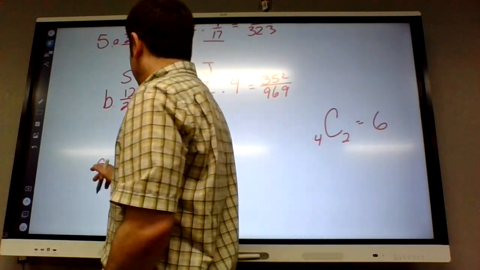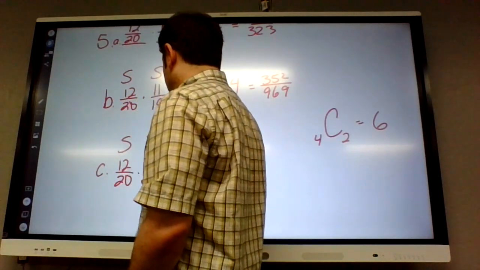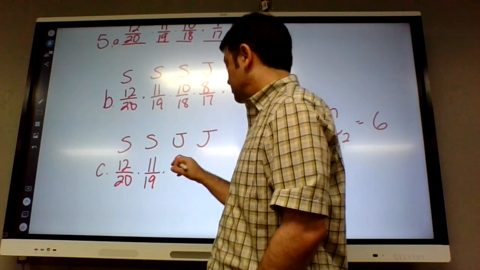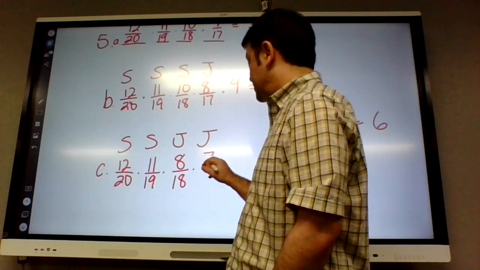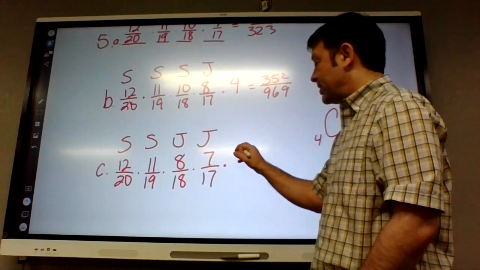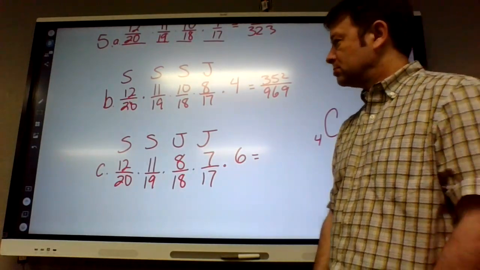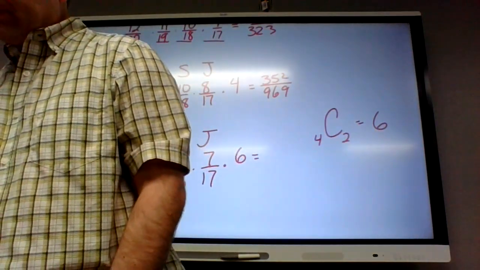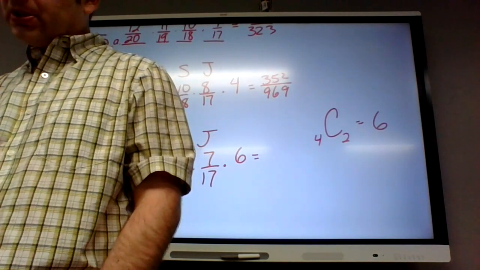Okay, first one is senior. Still 12 out of 20. Second one is senior. Still 11 out of 19. Okay, juniors, there's 8 of them. You guys like that, Jay? Love it. Now there's 7 juniors left and 17 students left. Okay, but there's 6 combos where this could happen. So we multiply by 6.